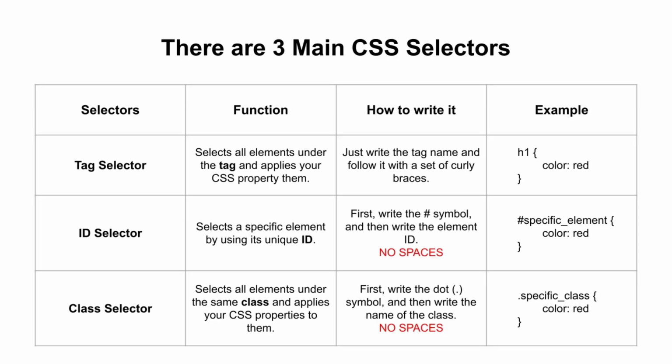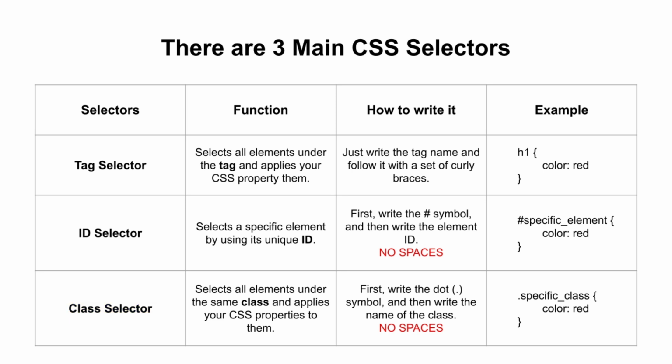There are three main CSS selectors: the tag selector, which styles all elements with the same tag; the ID selector, which styles a specific HTML element by its ID; and finally the class selector, which lets you style all the elements sharing the same class.